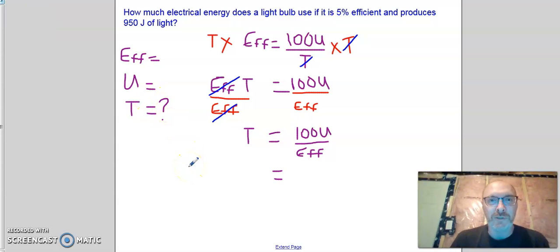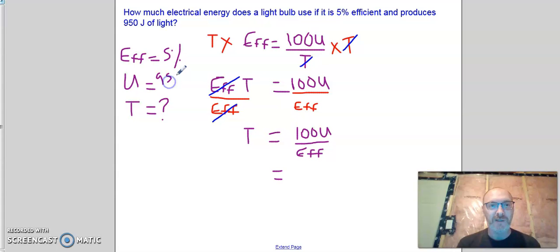It says, how much electrical energy does a light bulb use if it is 5% efficient and produces 950 joules of energy? So again, the efficiency we're given to be 5%. So let's write down what we're given. It produces 950 joules of light. So it's a light bulb. Its purpose is to produce light. So that 950 joules is going to be our useful energy.